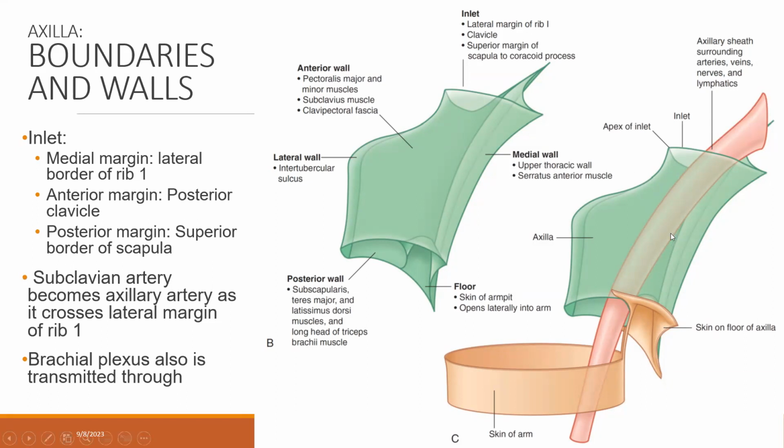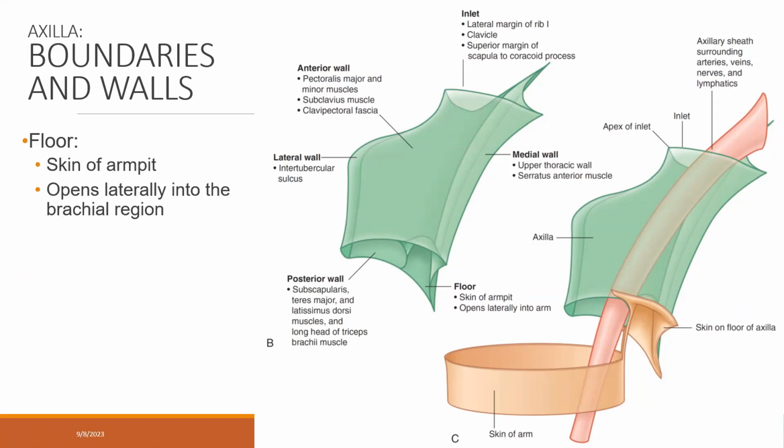Now, the brachial plexus, which is also a very, very important network of nerves, is also going to be transmitted from here through this axillary fossa. The floor is simply the skin of the armpit, as we have said before. This is one of the easier boundaries of the axillary fossa, okay? And the skin of the armpit is going to open laterally into the brachial region right here.